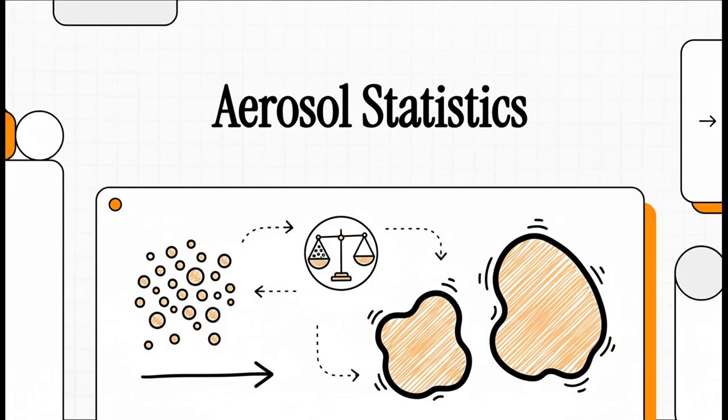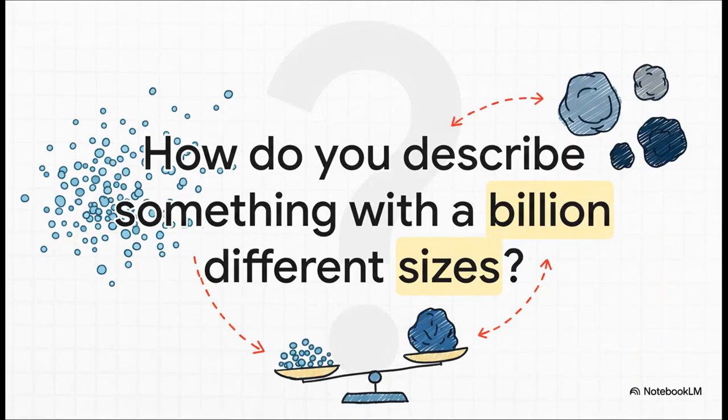Let's jump right in. So, right off the bat, here's the big problem. An aerosol isn't just one thing, right? It's a whole cloud of particles, and their sizes can be all over the place, spanning huge ranges. If you just list out a million particle sizes, well, that's not useful to anyone. We need a smarter, more powerful way to talk about the entire population of particles.